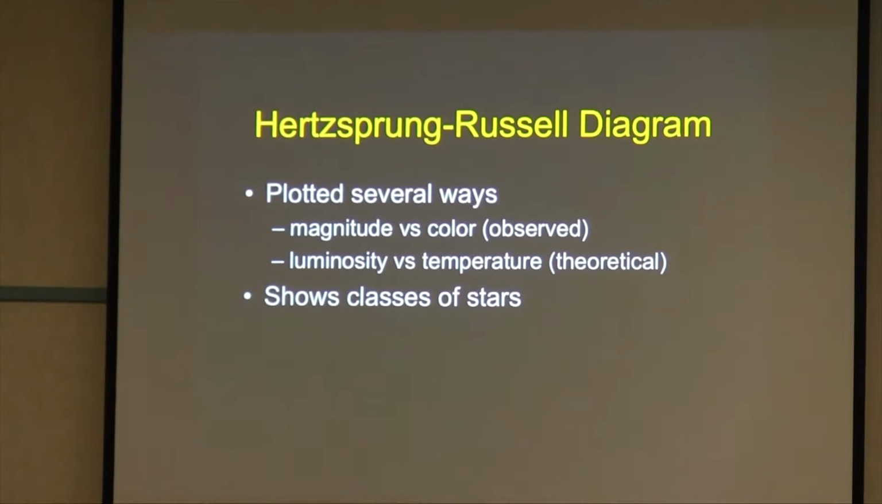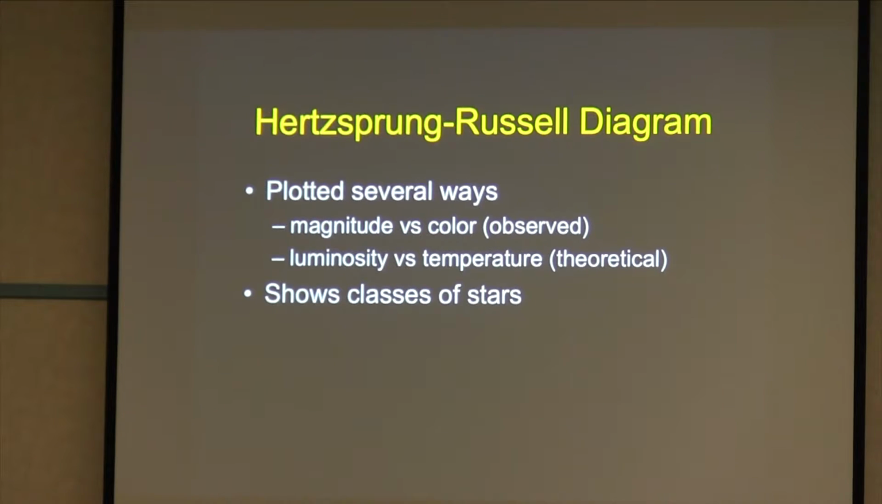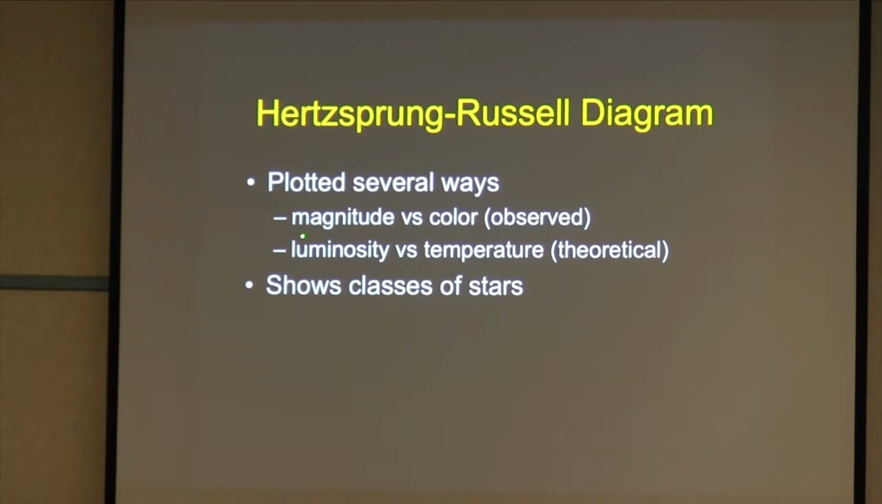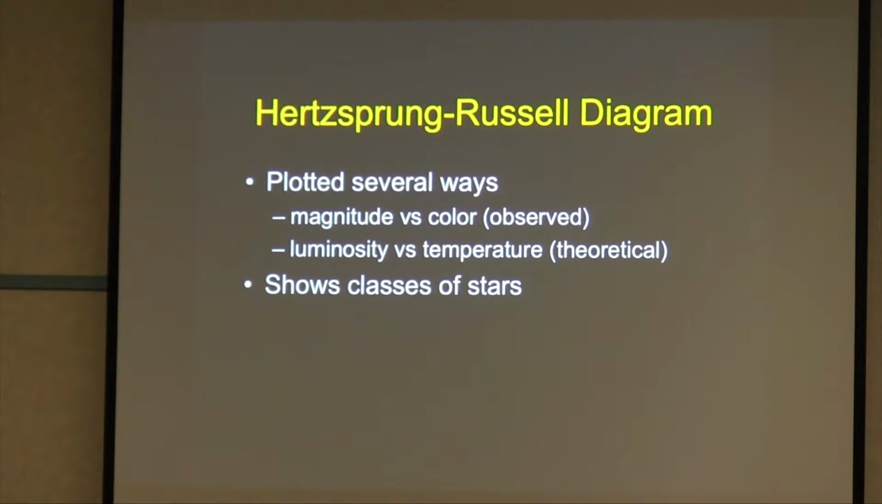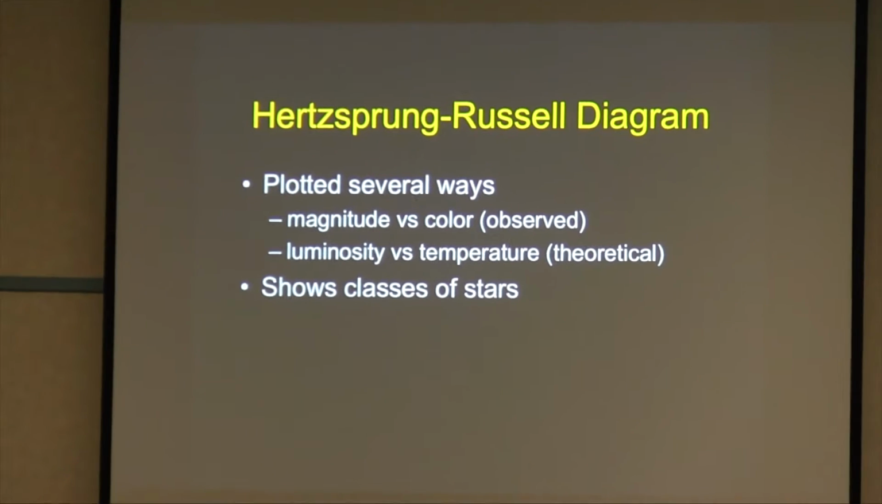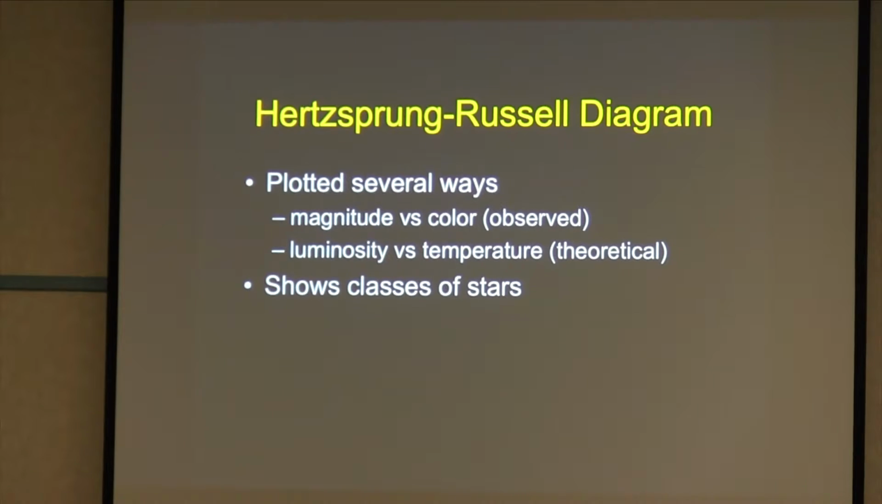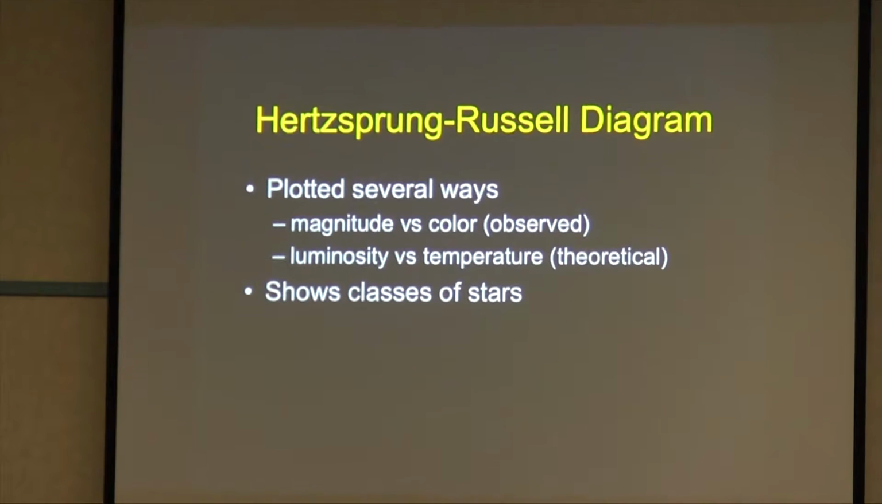In astronomy, the fundamental chart of plotting the stars is magnitude versus color. Okay, the observed brightness of the star versus the observed color of the star. In theory, the magnitude is proportional to what we call the luminosity, the brightness of the star, and the color is proportional to the temperature. So there is the observer's diagram, which is called the color magnitude diagram, and then the theorist's diagram, which is temperature versus luminosity, which we usually refer to as the generic HR diagram.